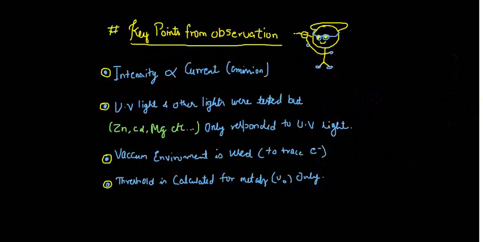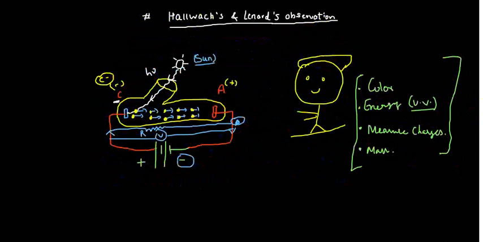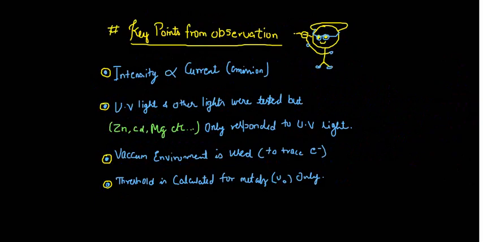So the first point is that the intensity of the photons or the light is directly proportional to the current or the emission of the electrons. As you can see clearly in the diagram here, there is a source and a number of electrons are getting out. Okay, so first point is done.